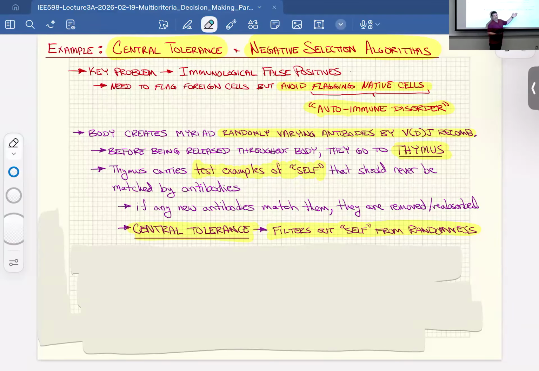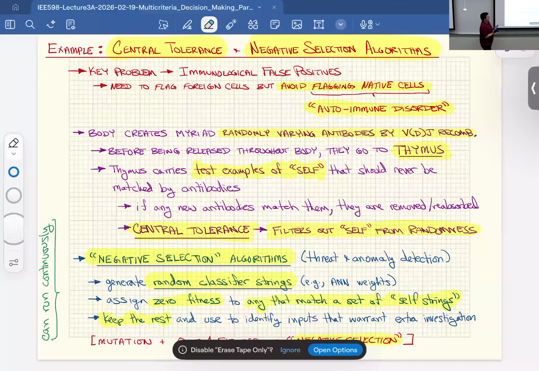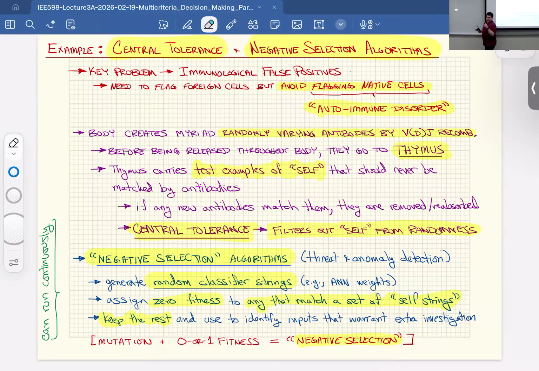So this is what we call central tolerance. It's filtering out self from randomness. VDJ is giving you a white noise of a bunch of random things, but you know yourself matches some of those random things. So then you have a comb of examples that you sweep out any of the possibilities where this random process accidentally matches your own histocompatibility complex. So that's central tolerance. So then negative selection, it's based on this, the negative selection algorithm, this is for threat and anomaly detection. So you have a process that generates random classifier strings.